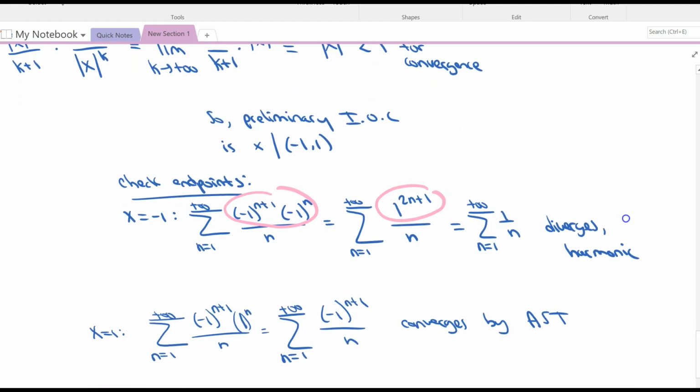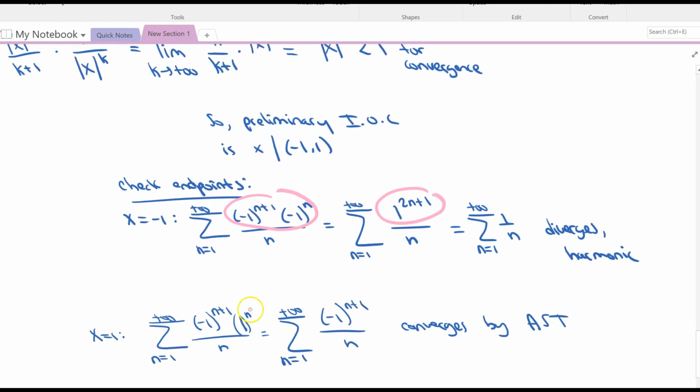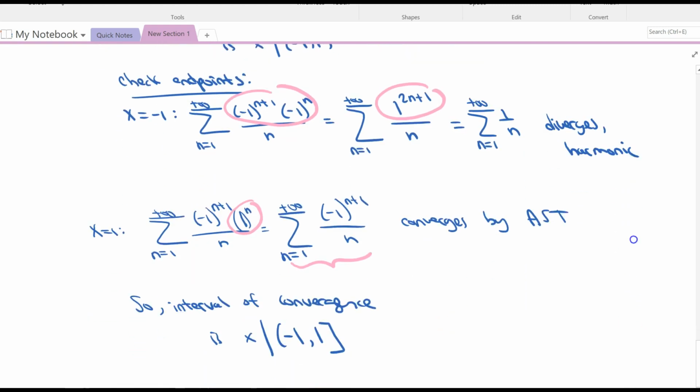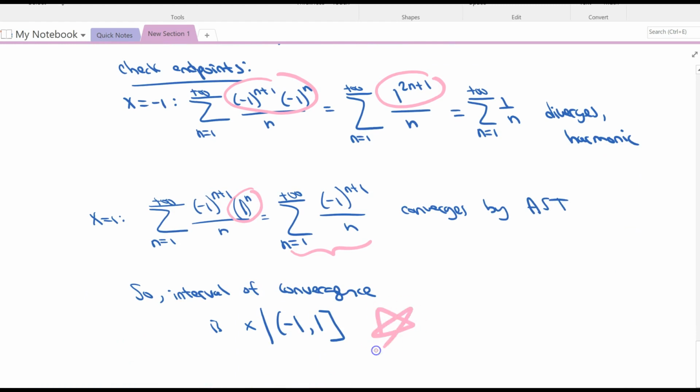Checking when x equals 1, when I plug in x equals 1, 1 to the n is just going to equal 1. So this becomes my series right here. And this is the alternating harmonic series, which you know converges by the AST. At the end of the day, the interval of convergence is -1 to 1, not inclusive of the left, inclusive of the right.